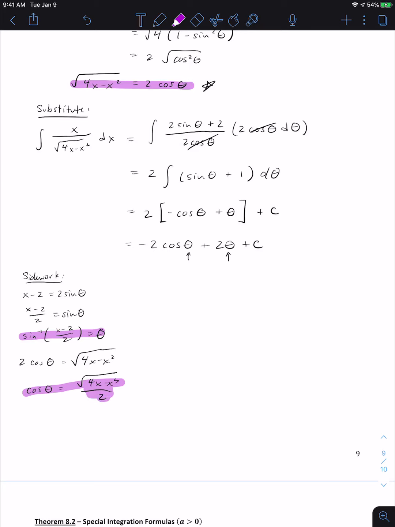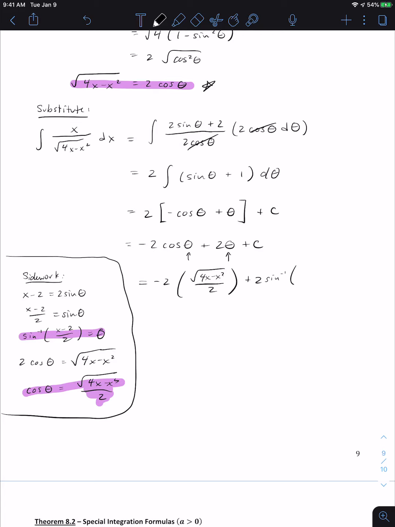Right? And if you don't believe me, you could again do right triangle trig and determine those exact same values. But if you don't have to use it, why not just use what you already have, right? So minus 2, what did we say cosine was? It was the square root of 4x minus x squared over 2 plus 2. What did we say theta was? Theta was sine inverse of x minus 2 over 2 and then plus c.